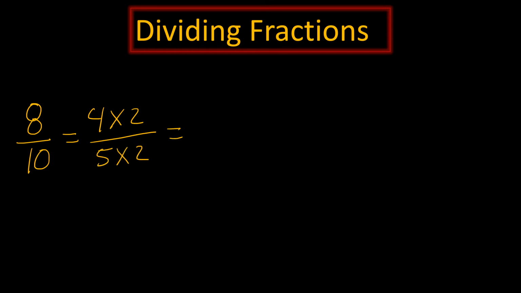Now something magical is going to happen because we're multiplying by 2 and we're dividing by 2. They're going to cancel each other out. So they therefore both go to 1, and we'd be left with 4 on top and 5 on bottom. And that would be the answer. Let's do some more problems.